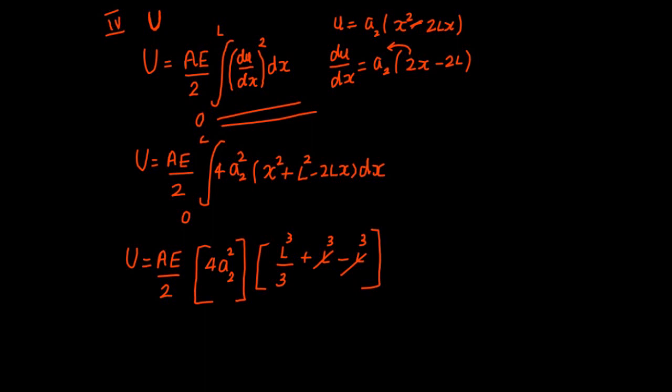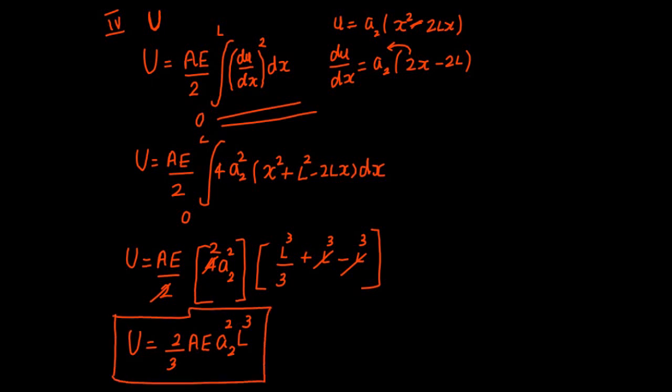So in the next step, strain energy U is equal to 2 by 3 AE into A2 square into L cube. Right. So 2 by 3 AE into A2 square into L cube. So that's the expression for strain energy. So that is our step number 4.